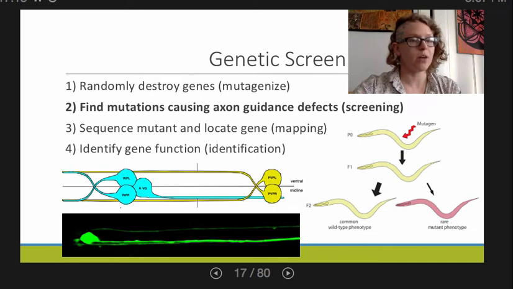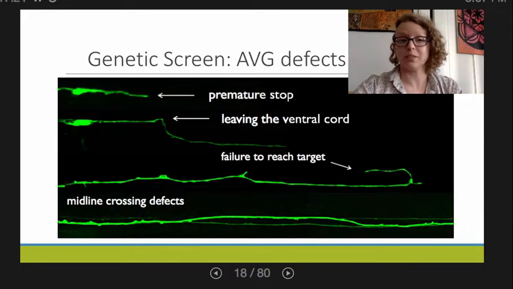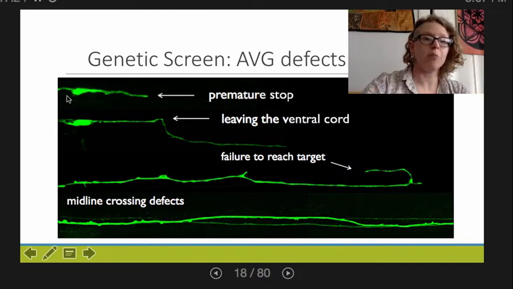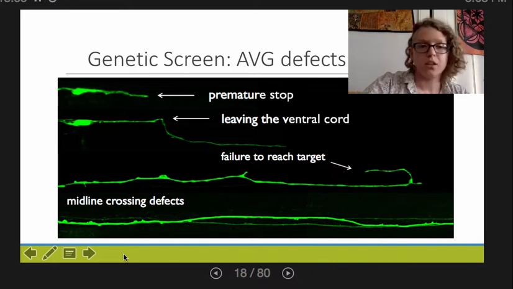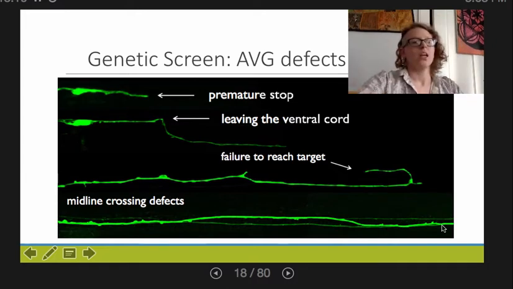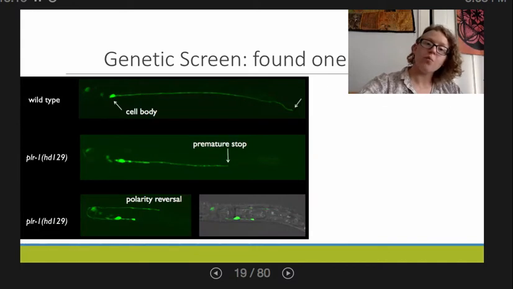But first, let's talk about what we're looking for when we look through those mutants to try to find stuff where AVG is wrong. We're looking for this. So here's our AVG cell body right here, and there's its axon. And here's a lovely stop phenotype. Here's a noping out and leaving the ventral nerve cord phenotype. Here's a wandering off in a loop phenotype. And then our midline crossing defect where it's on the right, and then it's on the left, and then it's on the right. We used these to screen for mutants, and we did find one.